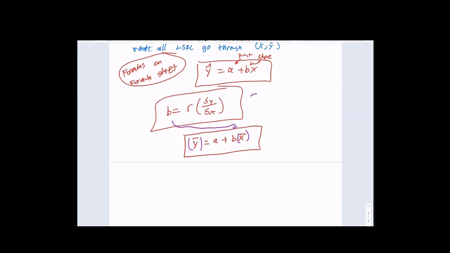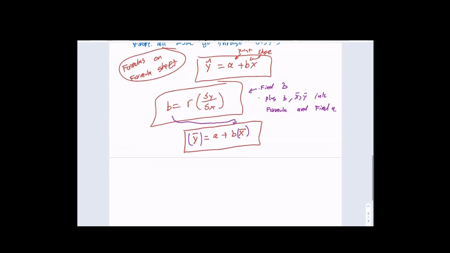So, find b, plug b, x bar, y bar into the formula, and find a. That's the whole process. It's the same every time. This is as mathematically formulaic as this course gets.